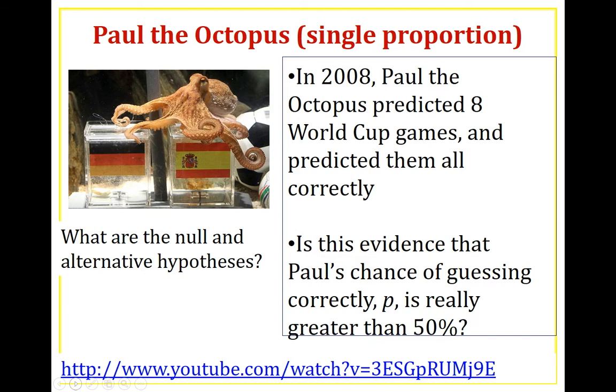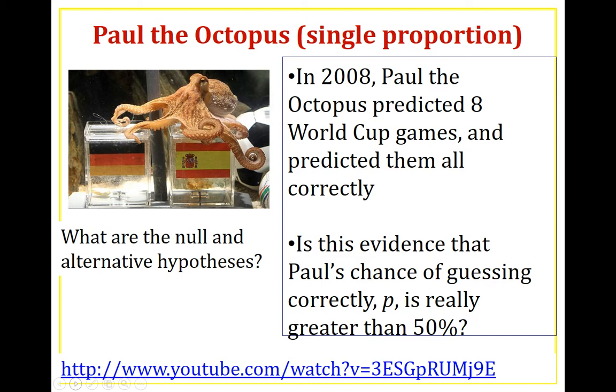I think we talked about this a long time ago. There was this octopus, Paul the Octopus, and in 2008, Paul the Octopus predicted 8 World Cup games. He got them all right, and all of them were correct. And it says the evidence of Paul's chance of guessing correctly if p is really greater than a half. Well, why is p greater than a half? Well, if Paul was just simply randomly getting the answer right or the answer wrong, and let me back up. So they had 2 tanks. So you can see in the picture they had 2 tanks, 2 teams playing in the World Cup, and the octopus landed on top of the one that was going to be the winning team. And he did this 8 out of 8 times.